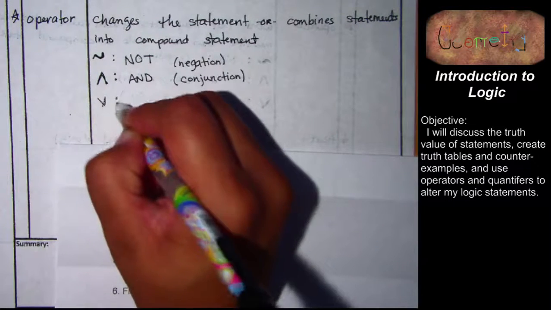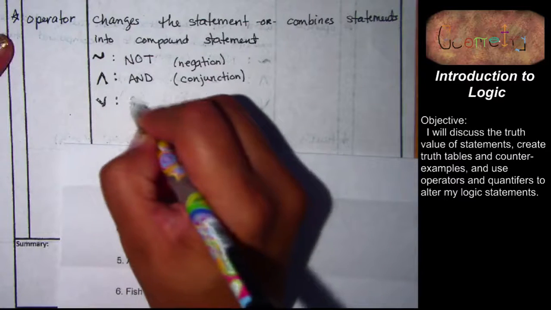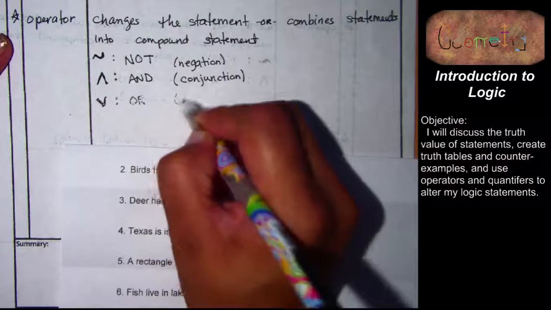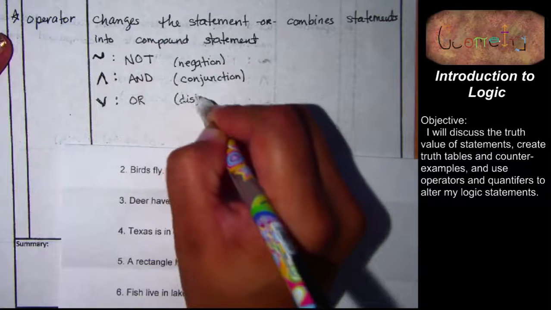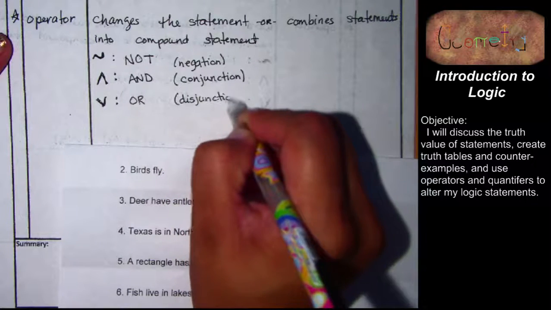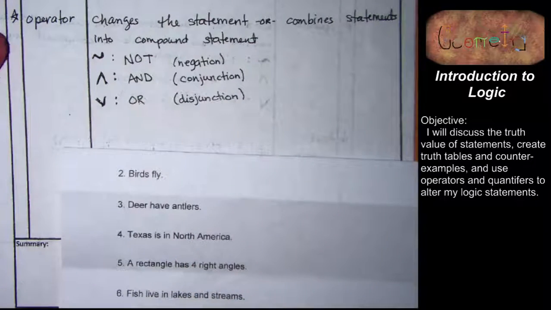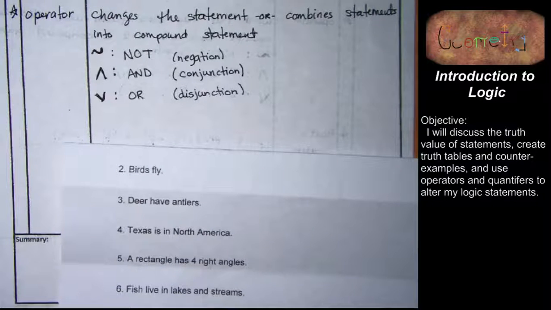Here's the last operator that we have. It looks like a V, but it's not a V. This symbol is a disjunction, and we say the word "or." When you're ready, will you please combine statements 2 and 3 with a disjunction?